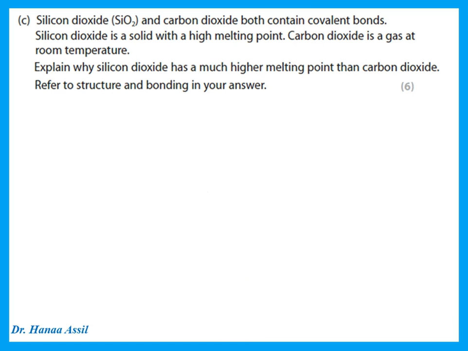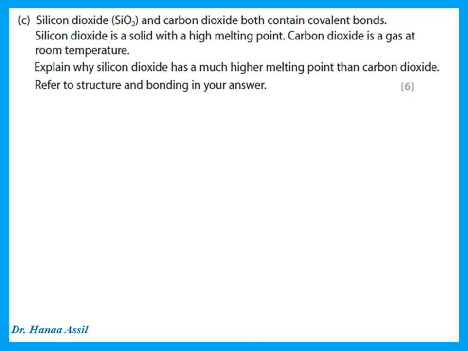Silicon dioxide and carbon dioxide both contain covalent bonds. Silicon dioxide is a solid with high melting point. Carbon dioxide is a gas at room temperature, and that means it has low melting point. Explain why silicon dioxide has a much higher melting point than carbon dioxide. Refer to structure and bonding.